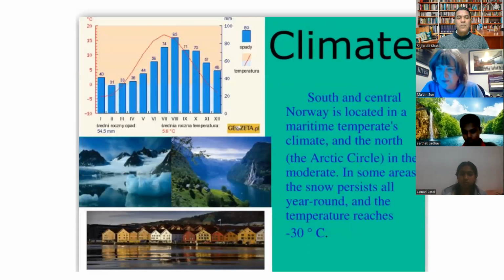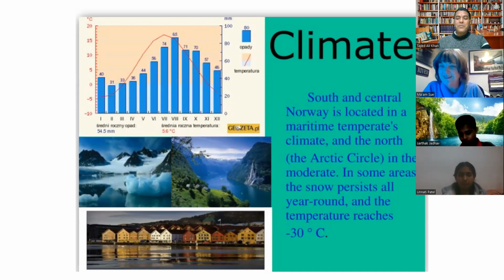Anati, would you like to read this one? Sure, ma'am. Climate. South and central Norway is located in a maritime temperate climate, and the north, the Arctic Circle, is moderate. In some areas, the snow resides all year round, and the temperature reaches minus 30 Celsius. Very cold in some of the places.